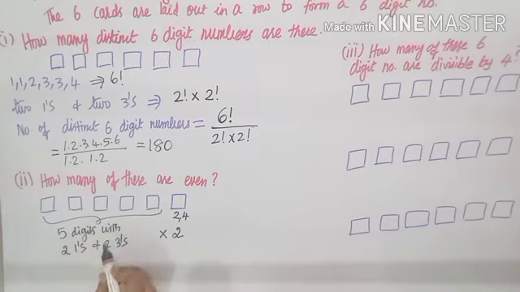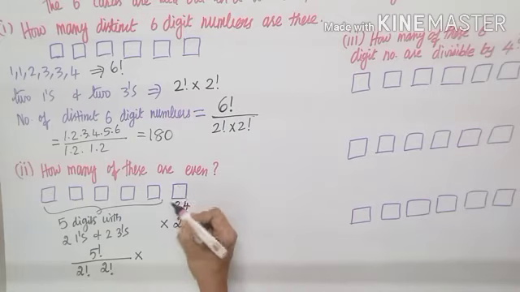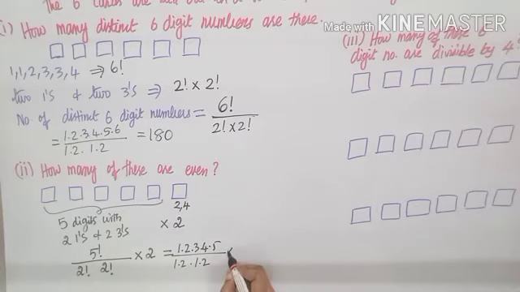5 digits can be arranged in 5 factorial divided by, for the 2 ones, 2 factorial, for the 2 threes, 2 factorial, into the units digit either 2 or 4, so this 2 will come. Multiply and simplify the answer. What is 5 factorial? 1, 2, 3, 4, 5. 2 factorial, 1 into 2, another 2 factorial, 1 into 2, into 2. Simplify the answer, we get 60.